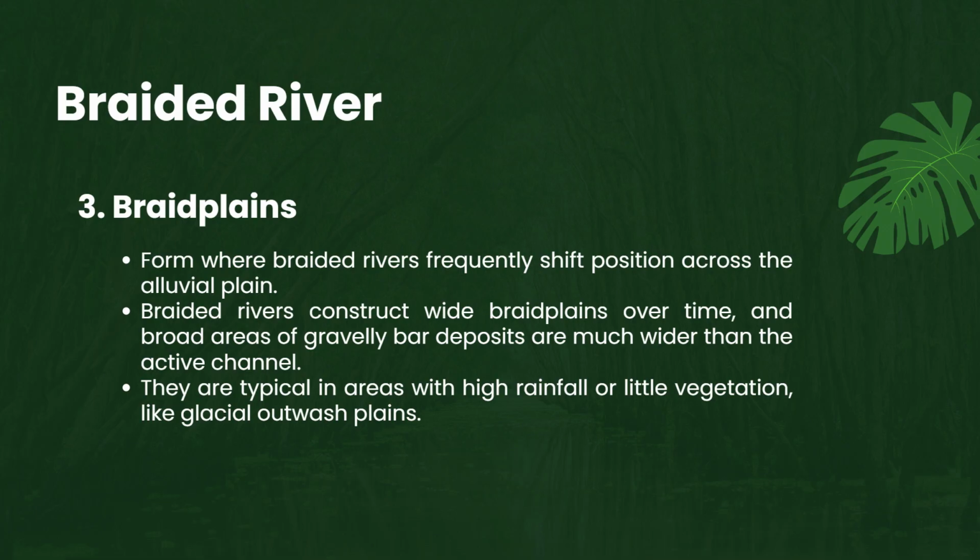They are also typical in areas with high rainfall or low vegetation such as glacial outwash plains because these areas deliver a high supply of loose sediment and are subject to fluctuating water discharge. When a river flows through loose material from glaciers or heavy rain, and there are few plants to hold the banks together, the river breaks into many shallow channels that keep changing their paths.